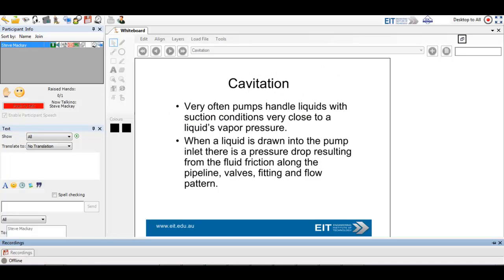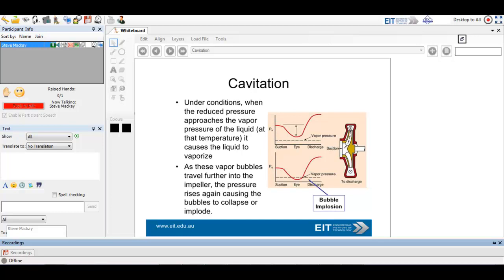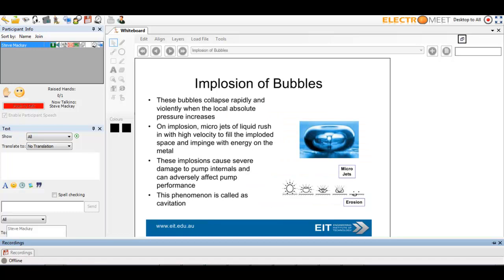So really, when you draw the liquid into the pump, there's often a pressure drop resulting from the fluid friction along the pipeline, valves, fittings, and flow pattern, and you can find that the reduced pressure approaches the vapor pressure of the liquid, and that causes the liquid to vaporize. So you have vapor bubbles forming within the pump pipework, and they travel into the impeller, pressure rises again, the bubbles then collapse or implode, and of course extract tiny bits of metal, as you can see here from the side of the pump.